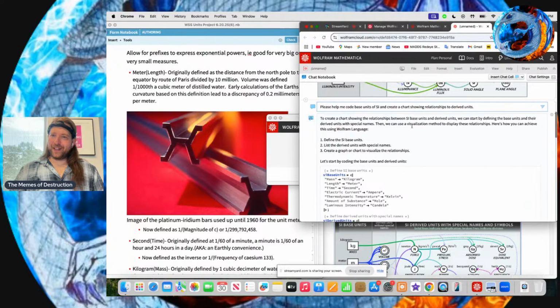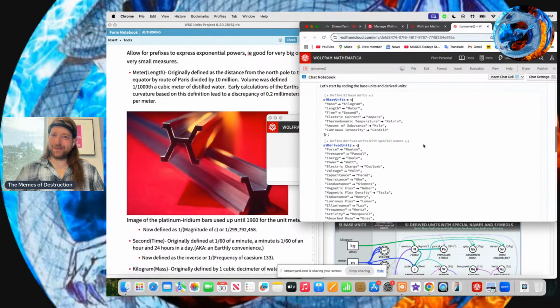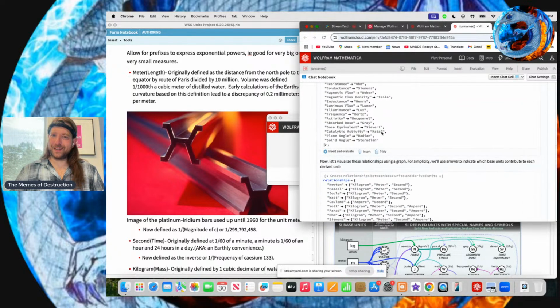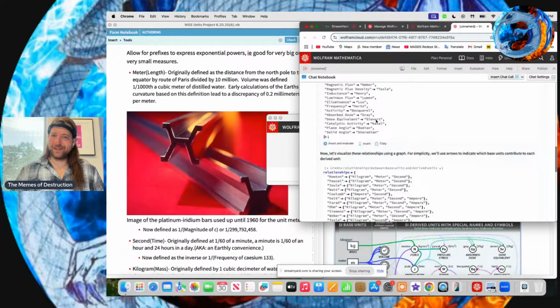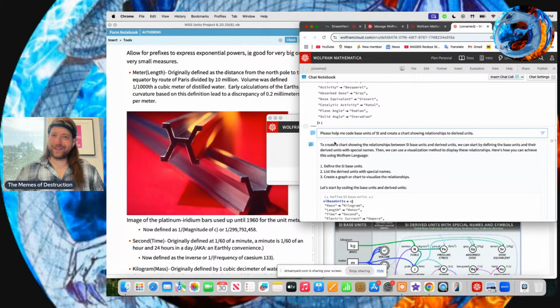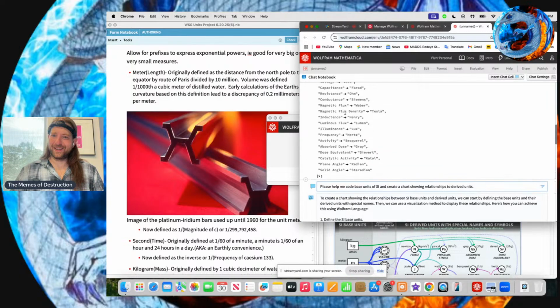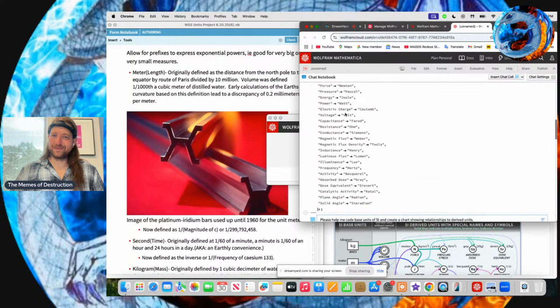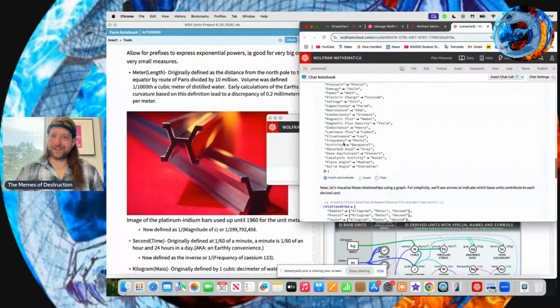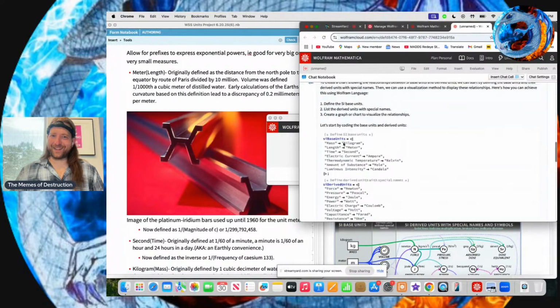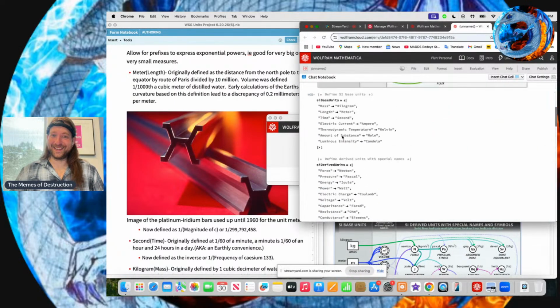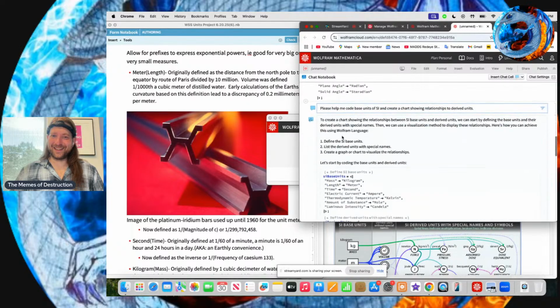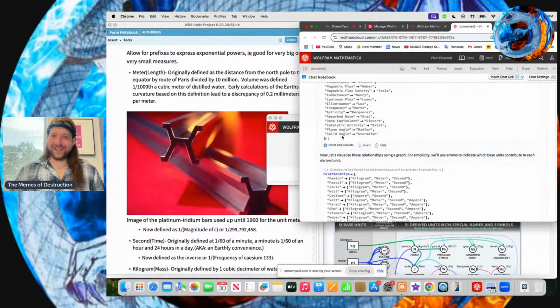Alright, to create a chart showing the relationship between SI base units, we can start by defining base units and the derived units. Okay, here you can choose using the Wolfram language. Okay, blah blah blah, luminous intensity. Oh, okay. So, let's insert and evaluate. Okay, now is it... Oh god, that was a lot of stuff. It did a lot of thinking. Wow. Okay.